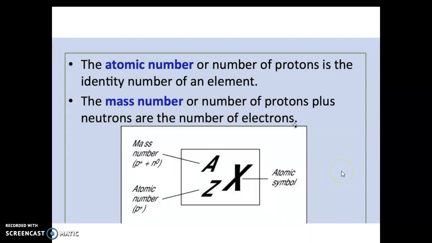The atomic number, or number of protons, is the identifying number of an element. Okay, so that's the number that would be down here. All right, it's the number of protons. The mass number is the number of protons plus neutrons. Okay? So by taking the mass number, the number of protons and neutrons, they will equal the number of electrons.